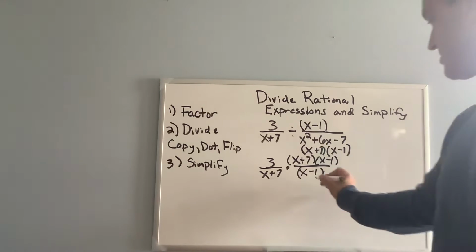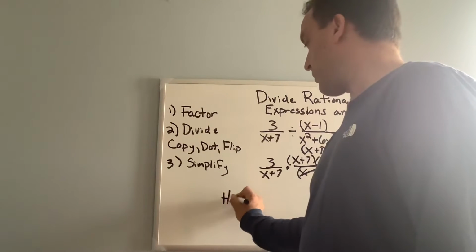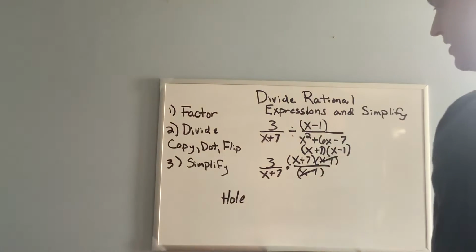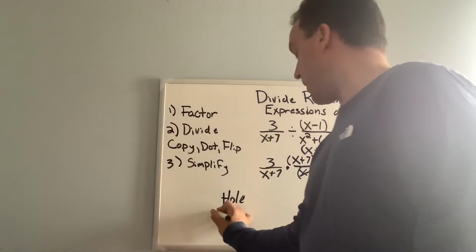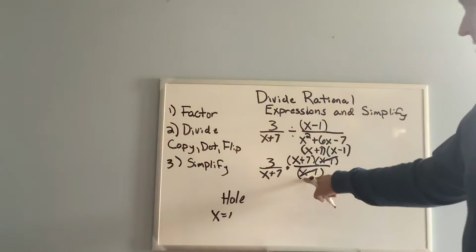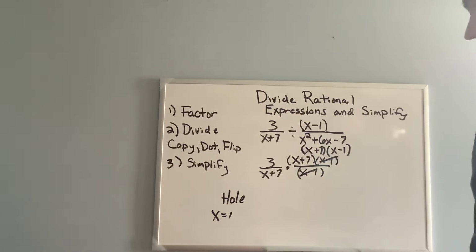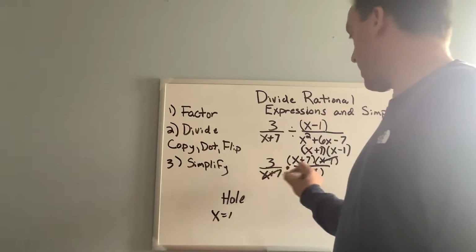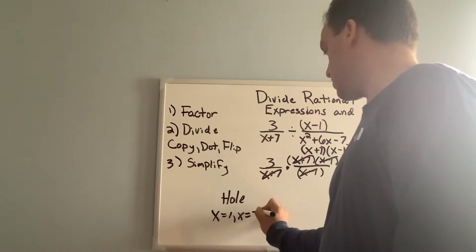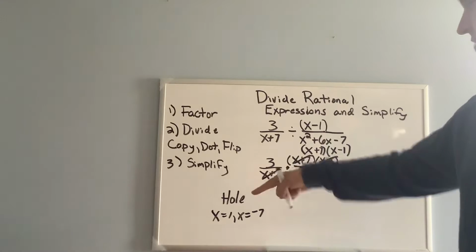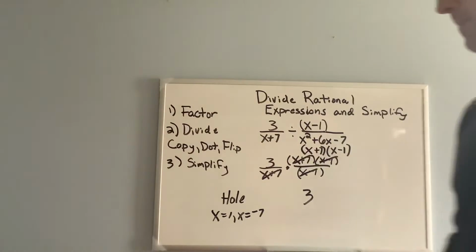And then I simplify. So we have x minus 1 in the numerator and the denominator. And that would create a hole at x equals 1, because if I substitute 1 in there, 1 minus 1 is 0, and you can't divide by 0. And then also, I can cross out x plus 7 there, which creates another hole at x equals negative 7, because negative 7 plus 7 again is 0. So this simplified expression just gives me 3.